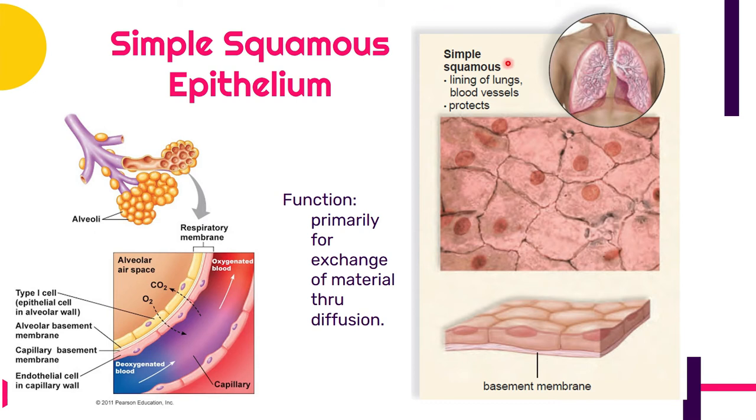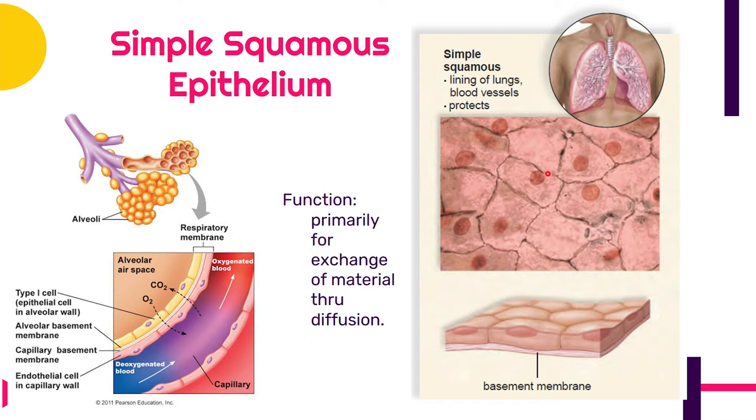And also, the simple squamous epithelium is found in blood vessels. What are blood vessels? Blood vessels are where our blood flows. There are several types of blood vessels with varying diameter. You have the very large ones, then you also have the very smallest ones. The smallest blood vessel, we call that the capillary. It is the thinnest blood vessel. Okay? So, the primary function for simple squamous epithelium is for exchange of material through diffusion.